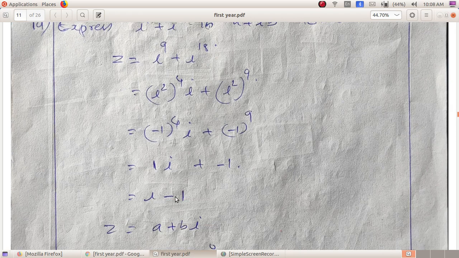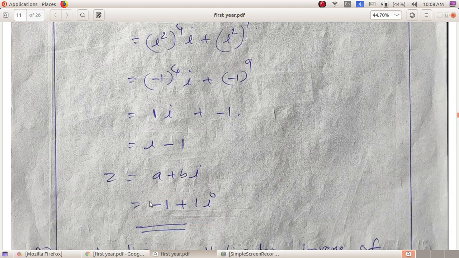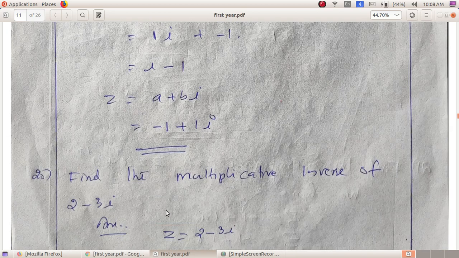We have z equal to a plus bi as the general form of a complex number. So you can convert this as minus 1 plus 1 into i. So a is equal to minus 1, b is equal to 1. This is the general form of a plus ib, so this complex number is taken in this form, minus 1 plus 1 into i.